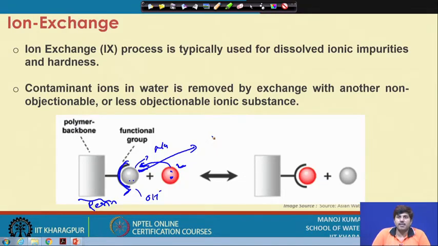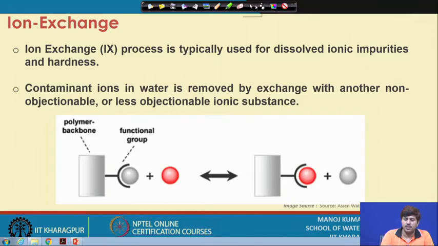unless it is at an excessively high concentration. Few milligrams per liter of sodium, or few micrograms per liter of sodium, is definitely not a problem, but even few micrograms per liter of chromium or arsenic may create severe health issues. So, these ions are released and this is trapped. After the interaction you will see the condition turns like this, from here to here. So, this is essentially the ion exchange process.